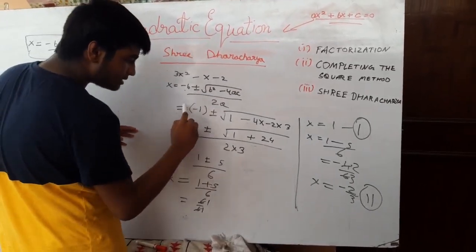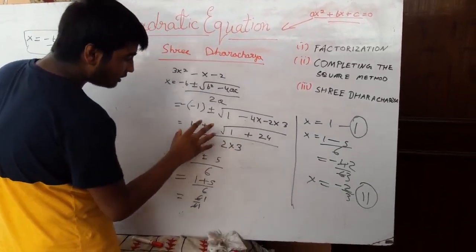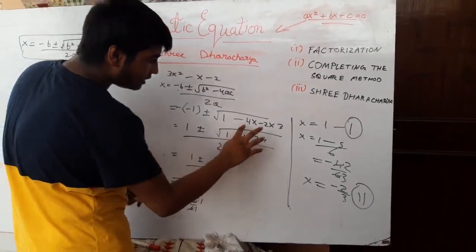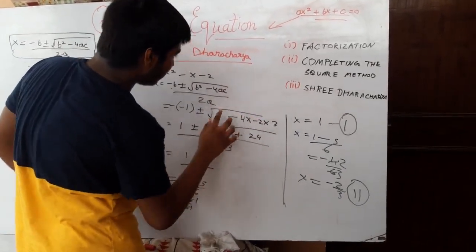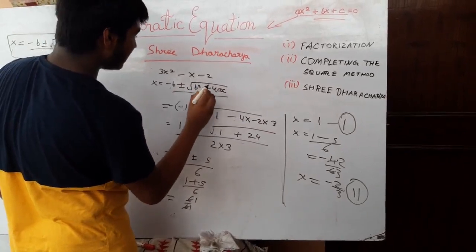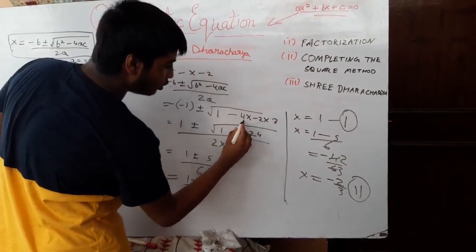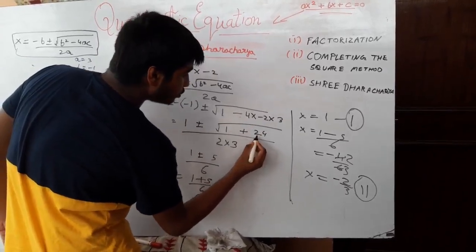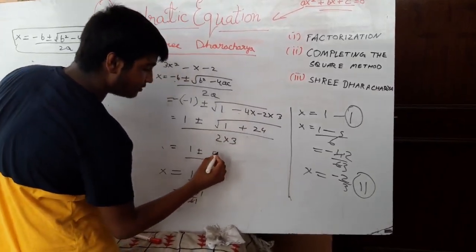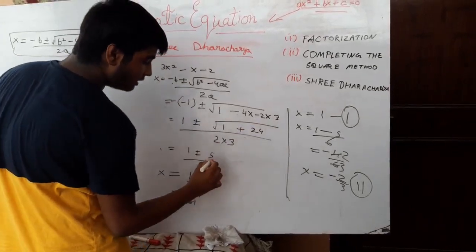So minus bracket minus 1. Now if we solve it, we'll get minus 4a. So we have minus 4, and a is 3 and c is minus 2. If we multiply the whole, we'll get 24. 24 plus 1 is equal to 25. 25 under root will get us 5.